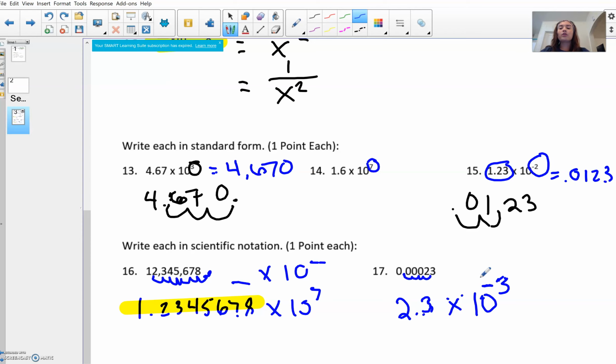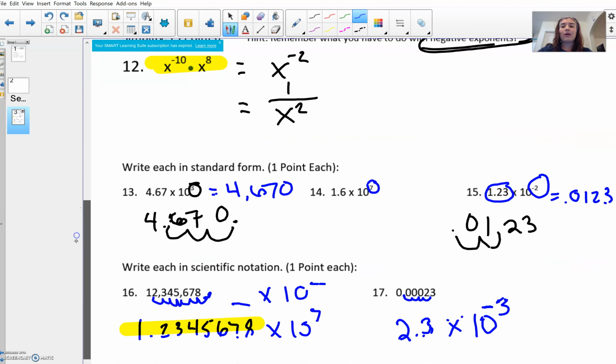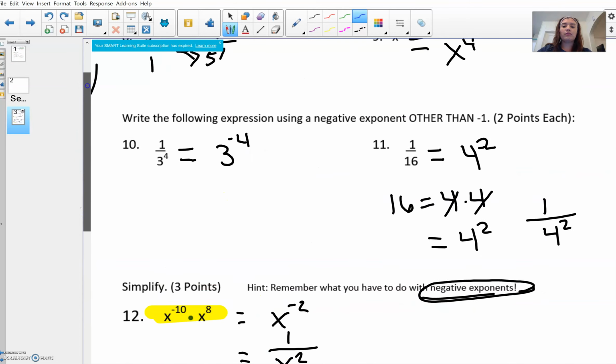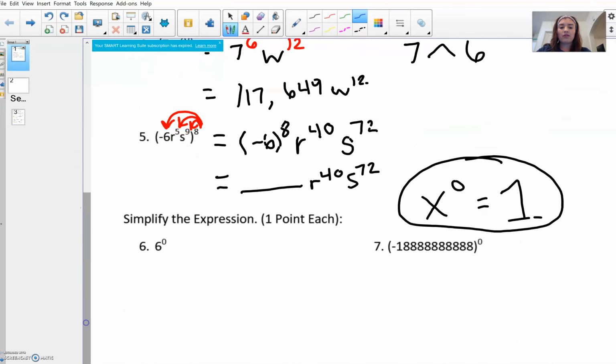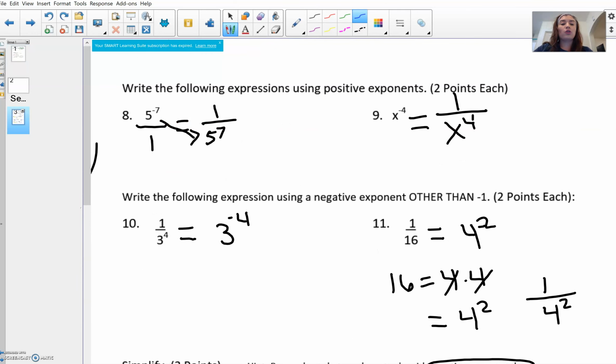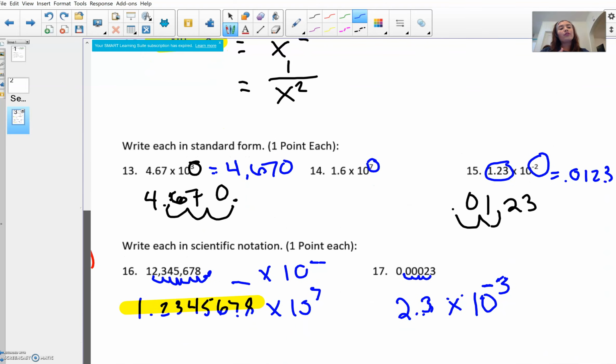Okay. So overall, what you need to remember about lessons 4, 5, and 6 is that when we're using a power to a power, we multiply those exponents. When you are doing negative exponents, you flip it and make the exponent positive. And for scientific notation and standard form, you have to remember your first number must be between 1 and 10, and you have to watch for that negative or positive exponent. Okay?